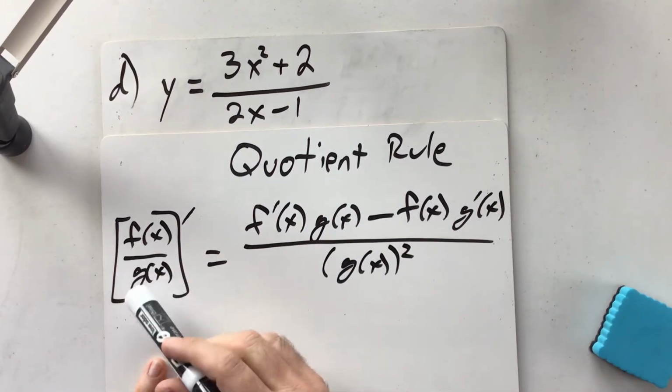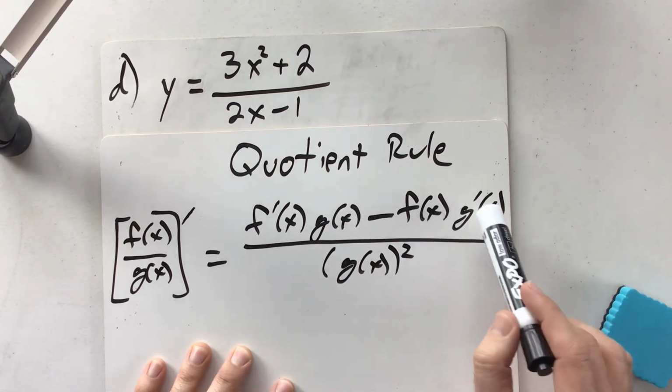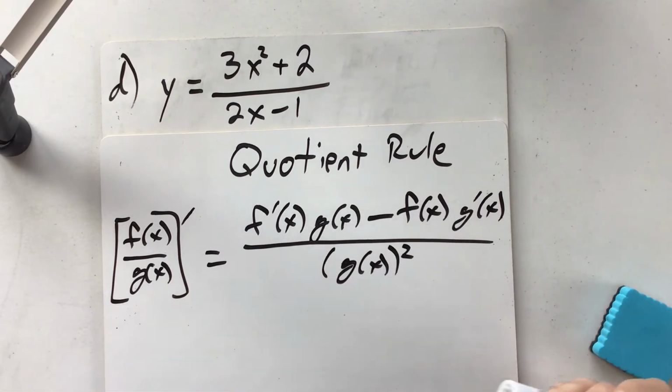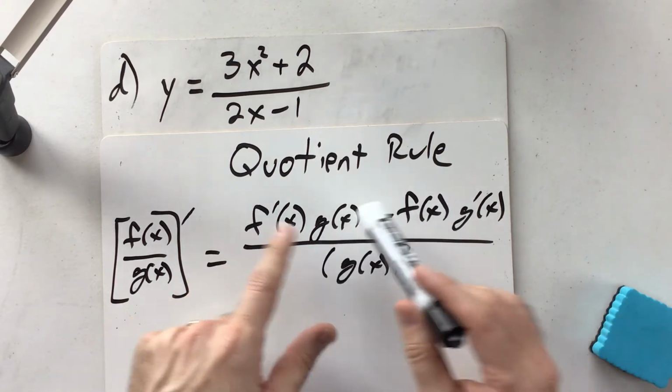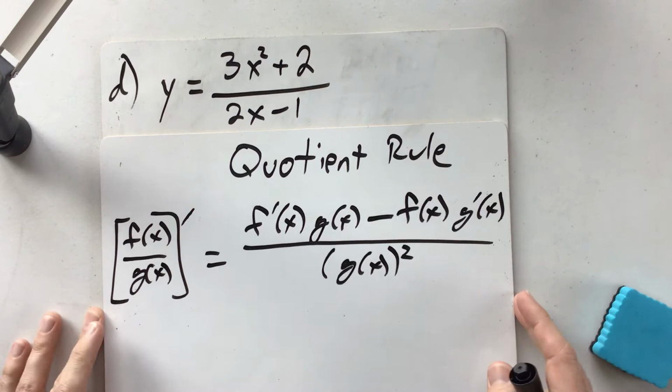When you have a fraction, we've got the derivative of the top times the bottom, minus the top times the derivative of the bottom, over the bottom squared. You have to kind of remember the order because there's a subtraction. So if you get them in the wrong order, you get negative the answer that you would have gotten.